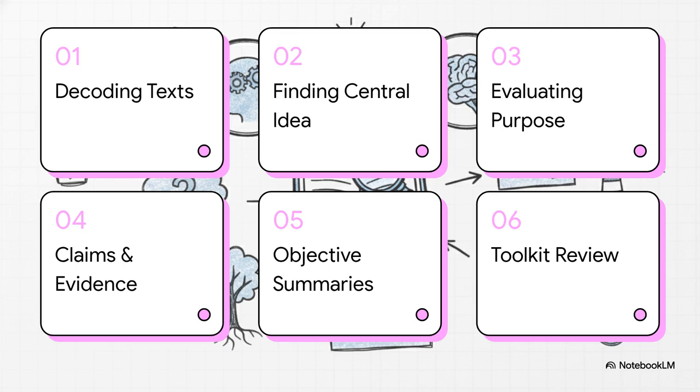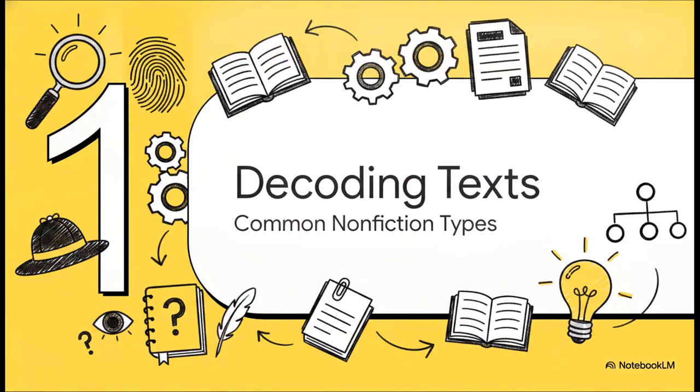Today's 6-part agenda covers decoding nonfiction texts, finding the central idea, evaluating author purpose, breaking down claims, reasons, and evidence, writing objective summaries, and finally, a toolkit review. Section 1. Decoding nonfiction texts.